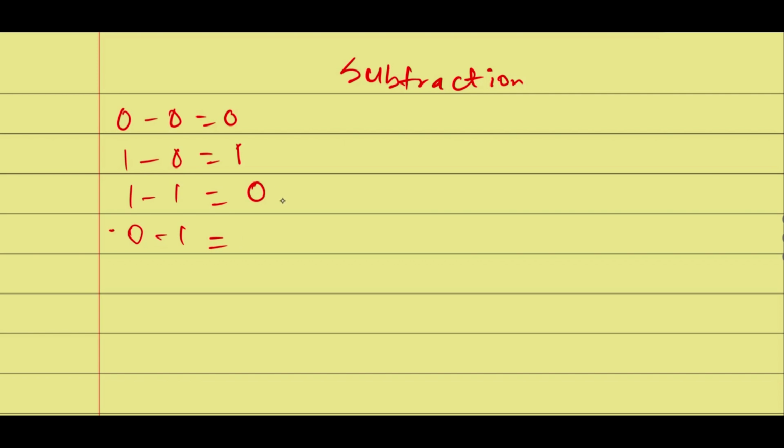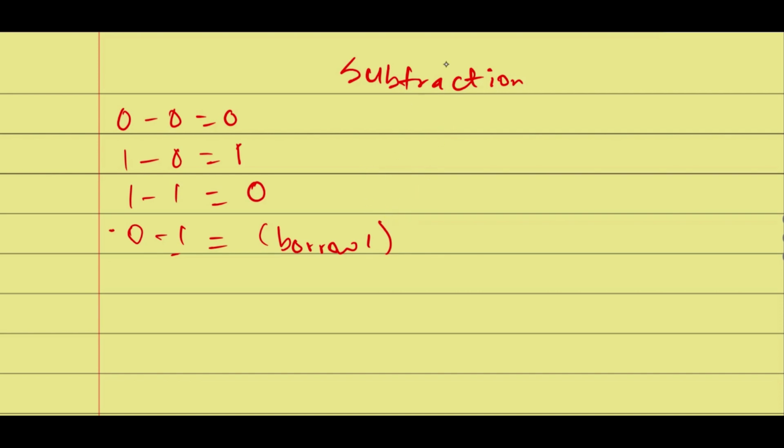So, subtraction. The subtraction of binary numbers also has its own rules. So for subtraction, 0 minus 0 is equal to 0. 1 minus 0 is equal to 1. And then 1 minus 1 is equal to 0. And then when we have 0 minus 1, we're going to borrow 1 from the next column. So when you see something like this, you have to borrow 1 from the next column.